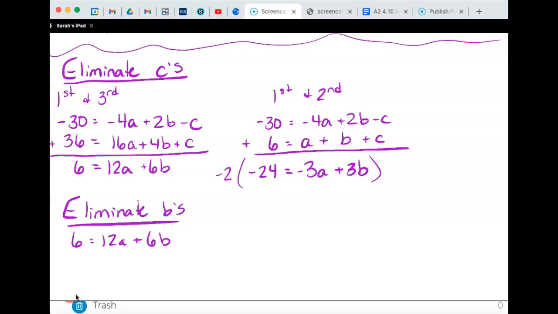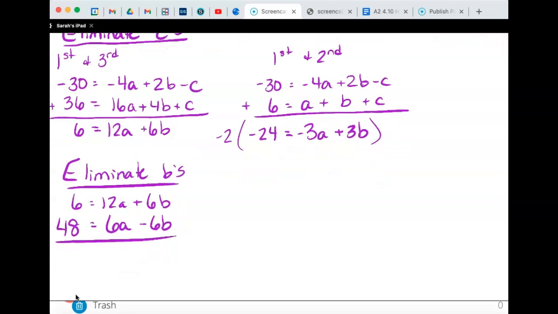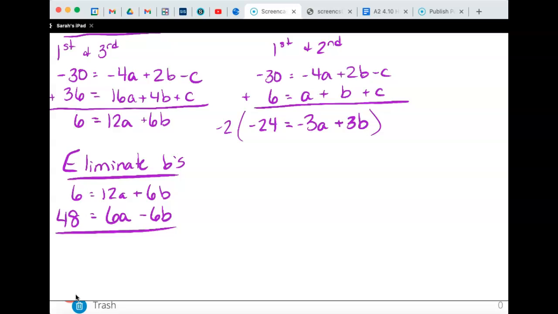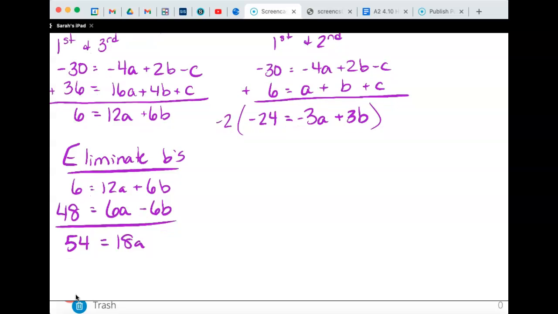The other one, when I distribute -2, what do we get? 48 equals 6a minus 6b. And same thing, we're going to add vertically. So 6 plus 48 is 54, and then 12 plus 6 is 18a, and then my b's eliminate just like I want them to. So we almost have one variable solved for. I can divide by 18. So a is 3.